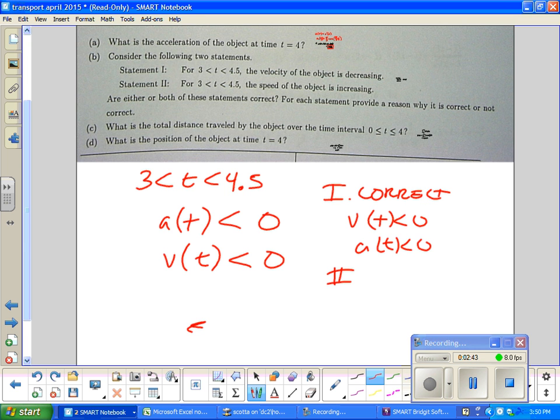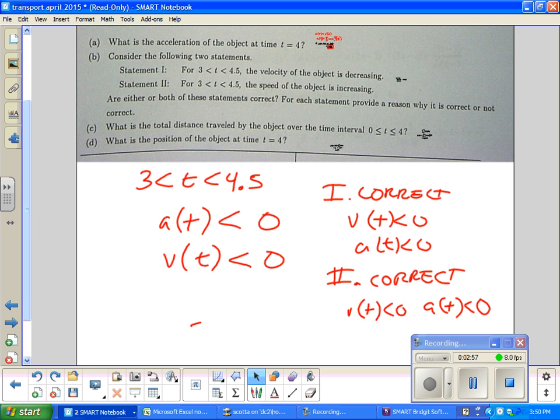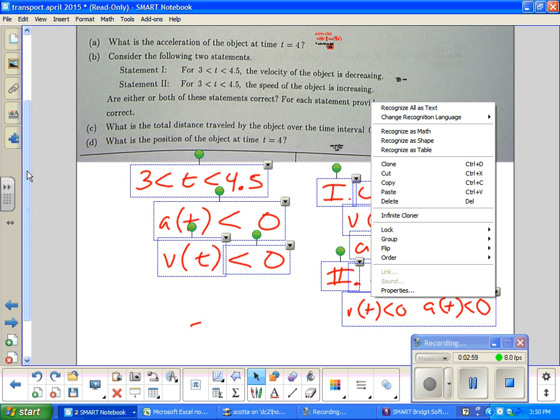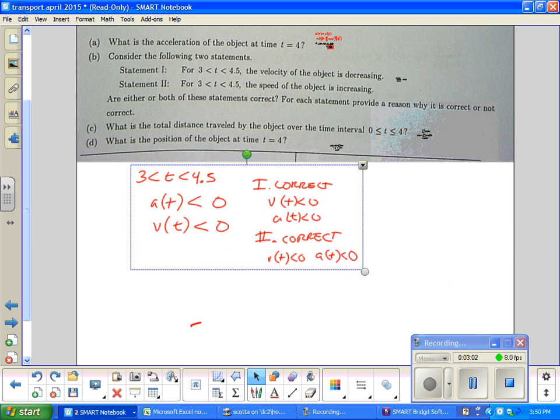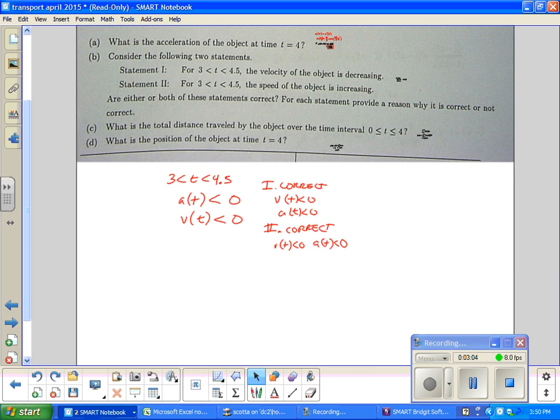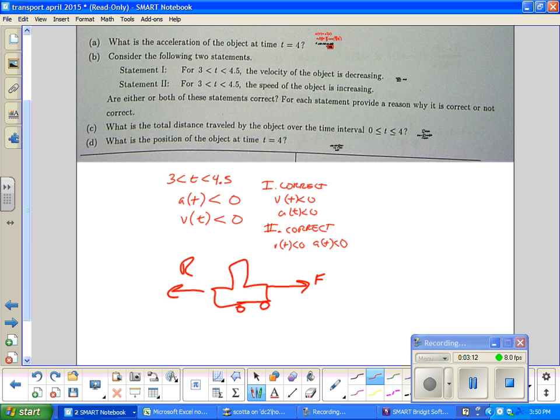Statement 2 asks, is the speed of the object increasing? And again, this is going to be correct, because of the same two facts: v of t is less than 0 and a of t is less than 0. I think at this point, to explain it, you have to understand when it wouldn't be. I always use the example of driving a car in reverse. If I have forward being this way, and I have reverse being this way, if I am driving in reverse at 15 miles per hour and I start to accelerate the other way, my speed starts to go down.